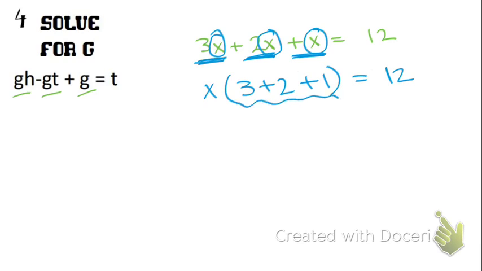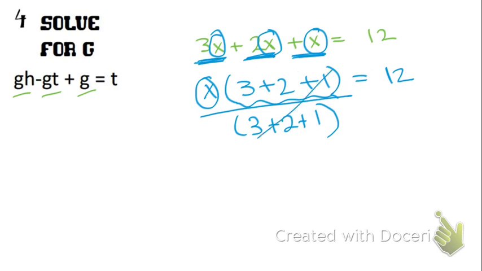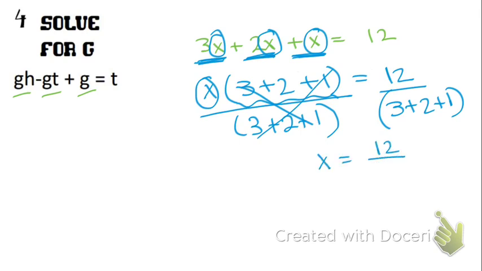So now I can get x by itself by dividing by 3 plus 2 plus 1, because anything divided by itself is just 1. So I'm going to divide both sides by that 3 plus 2 plus 1, and I end up with x equals 12 divided by 3 plus 2 plus 1, which is 6, which gives me that same answer too.